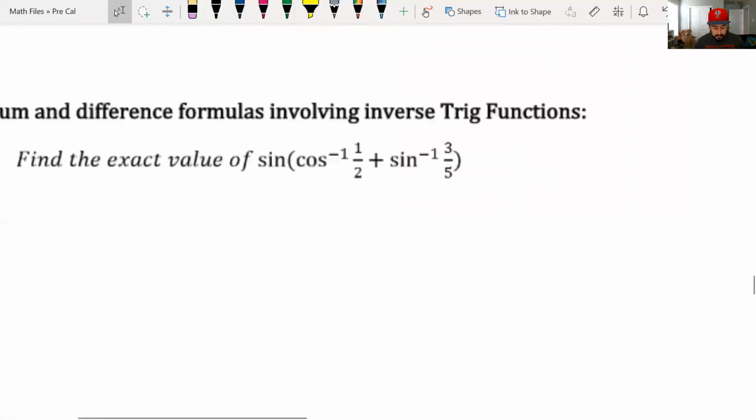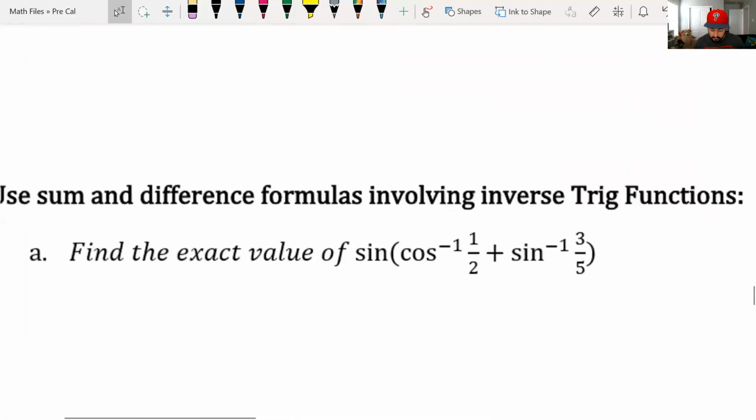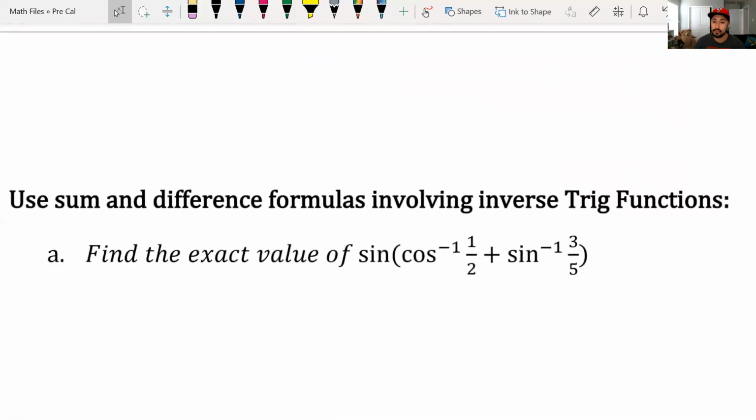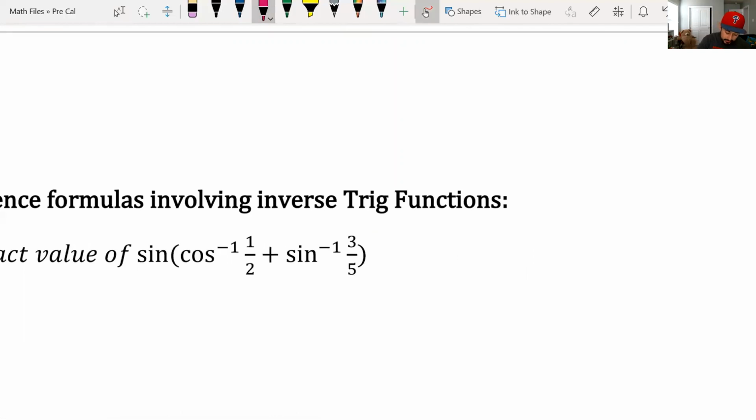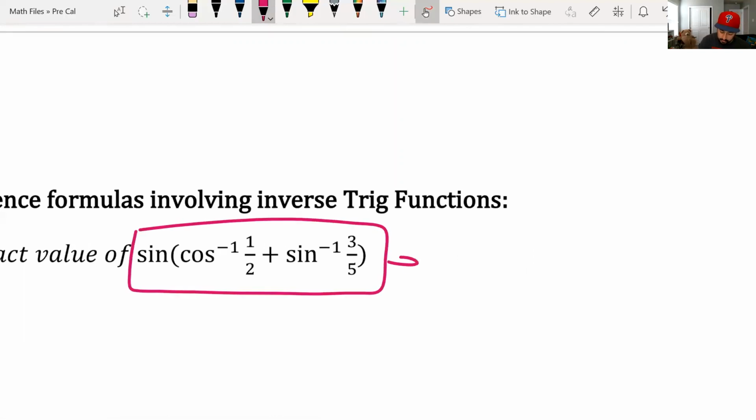All right, so use sum and difference formulas involving inverse trig functions. Oh, these are fun. Okay, so find the exact value of sine of the inverse cosine of 1/2 and the inverse sine of 3/5. So here we're gonna have to bring back some inverse properties. And when I say properties, I just mean restrictions.